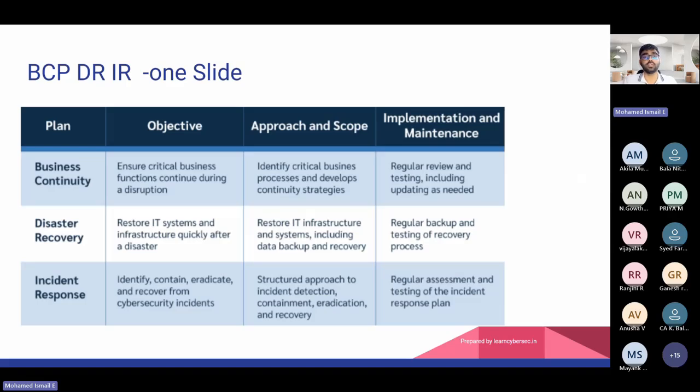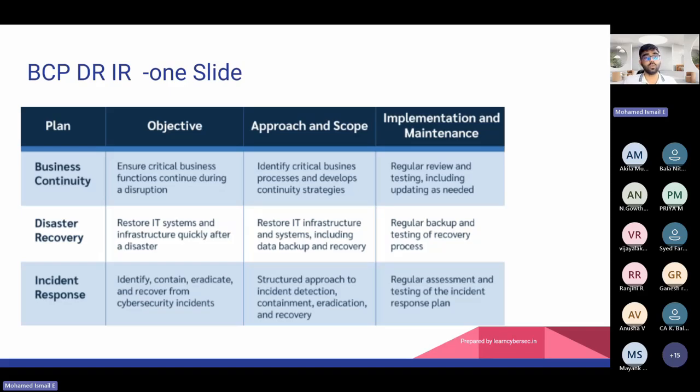In this one slide, I summarized all 3 concepts into one pager: business continuity, disaster recovery, incident response. Most of the time I have seen students raise questions or doubts among these 3 concepts because they are interlinked. Often it may confuse you, which one is disaster recovery, which one is business continuity, or which one is incident response. Let's start with incident response.